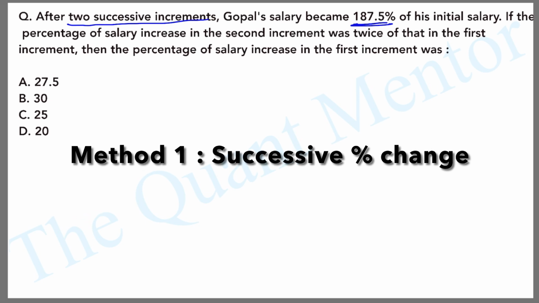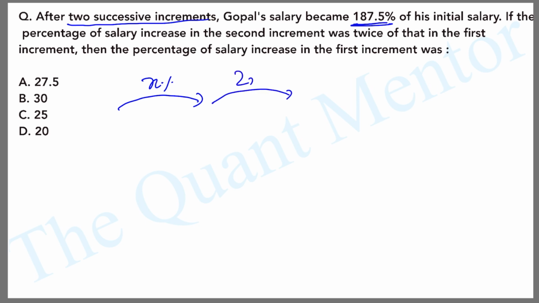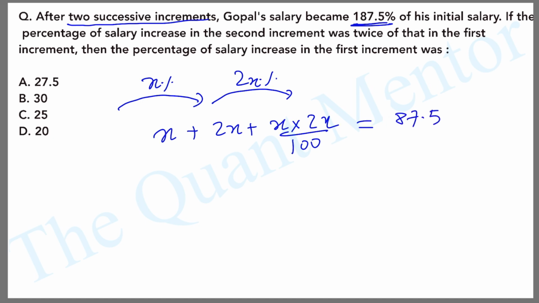There is one method in which you can use the successive percentage change formula and solve for x to get the answer. Let the initial percentage change be x percent, the second percentage change would be 2x percent, and now use the formula x plus 2x plus x into 2x upon 100 is an overall increase of 87.5. Additionally, you can plug in the value of x from the options and check which one satisfies the given relation. Lot of complications, but yeah, that is one way of solving.